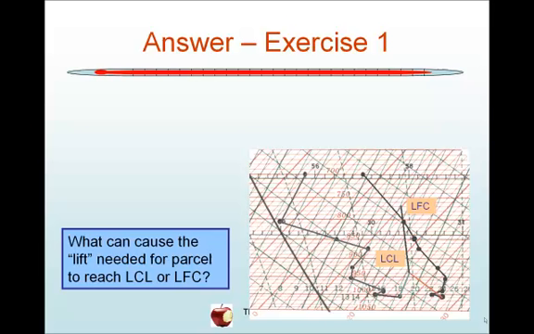So what can cause the lift needed for a parcel to reach the LCL or the LFC? Well, we'll look at that in the subsequent video. So 940 is our LCL, 800 is our LFC. We get stratus cloud between the LCL and the LFC.